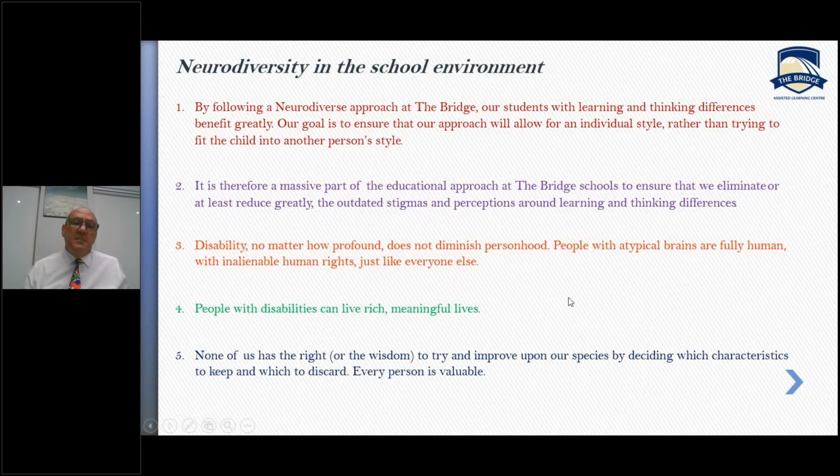None of us has the right, the wisdom, if you like, to try and improve upon our species, the human beings, if you like, by deciding which characteristics to keep and which to discard. Every person is valuable.